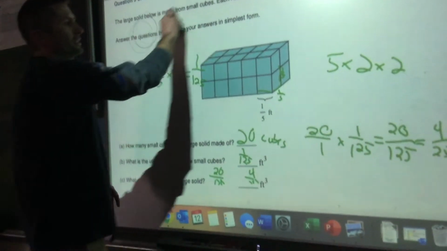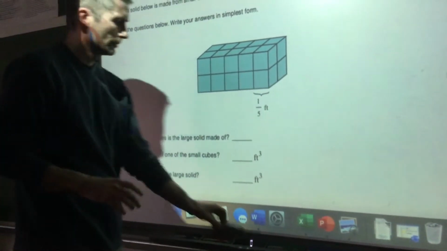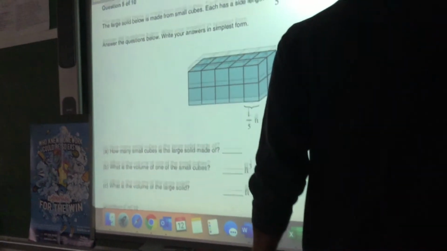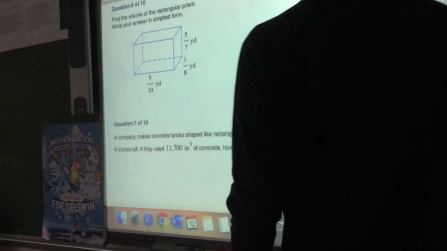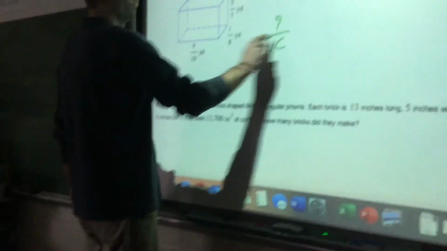There are other ways to do that, but since you already had the answers for A and B, might as well do that for part C. Okay, find the volume of this. Okay, length, 9/10. Width, 1/8.